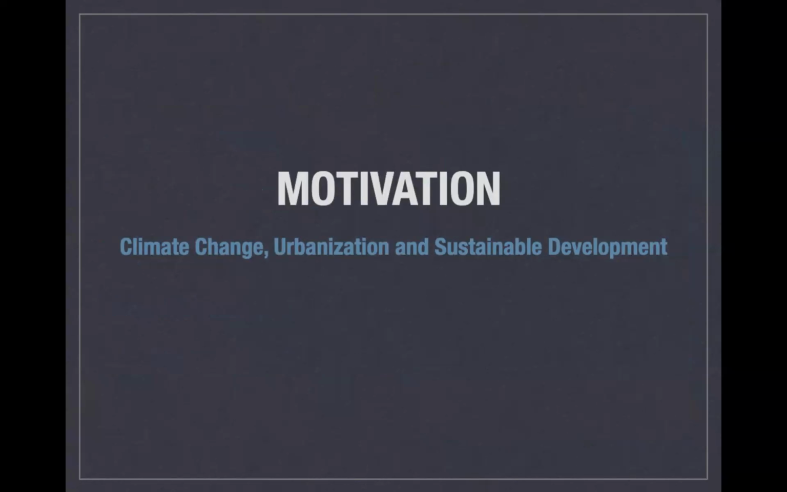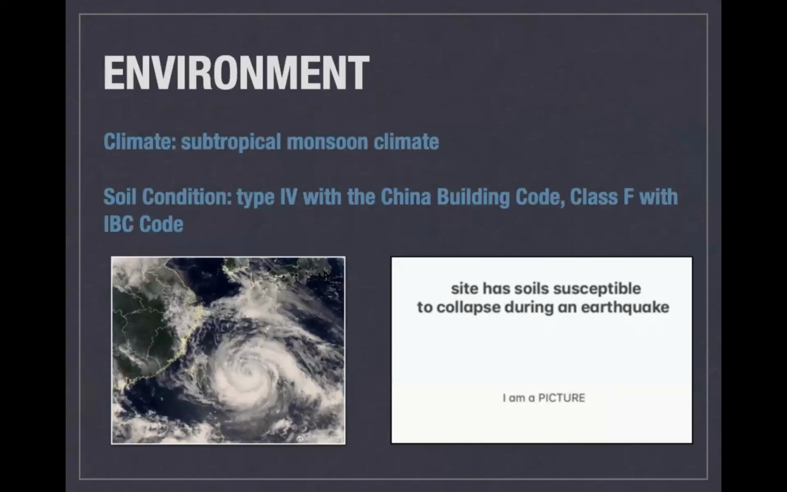Some explanation on the environment. Shanghai Tower is located in a subtropical monsoon climate, which means that every summer, several typhoons visit these giant skyscrapers, making it really challenging for designers to design a tall building that suits this kind of climate. In addition, the soil condition is also really harsh, Type 4 in the China Building Code and Class F in the IBC code.